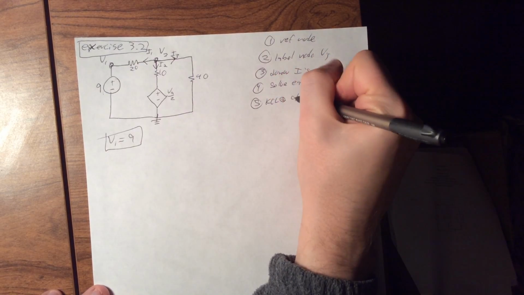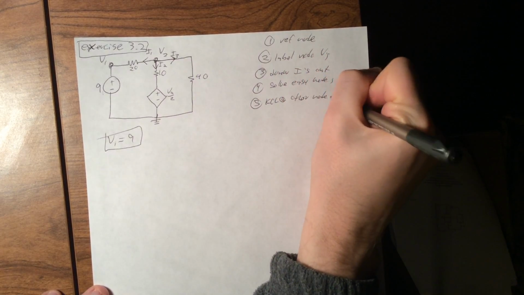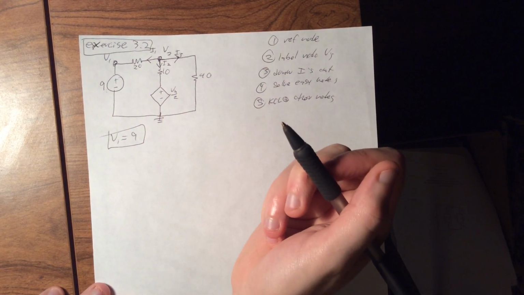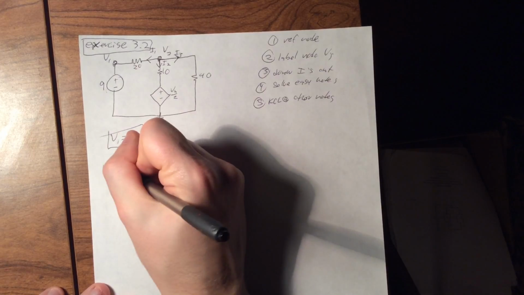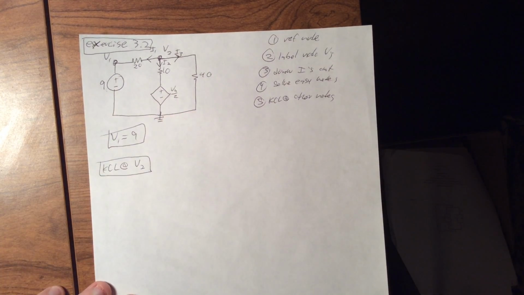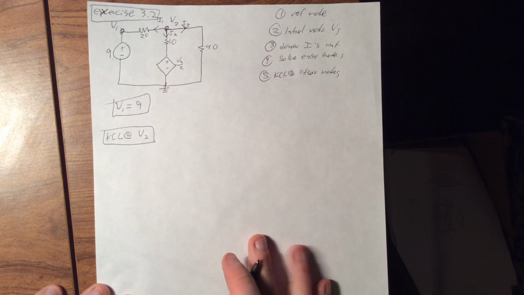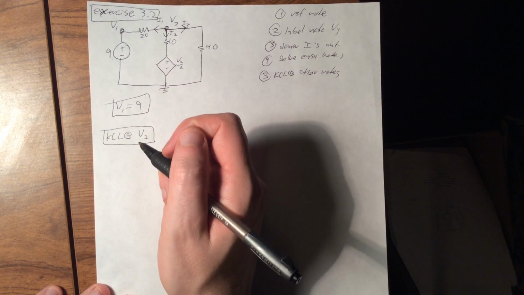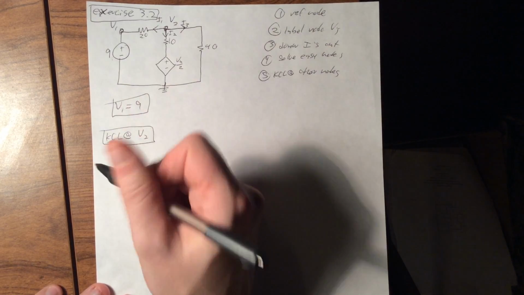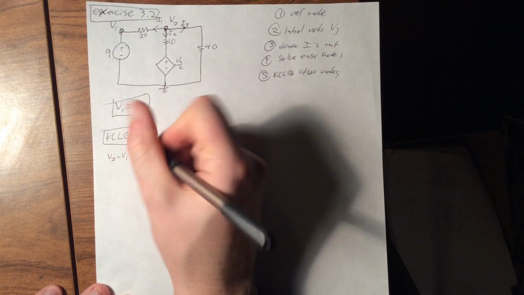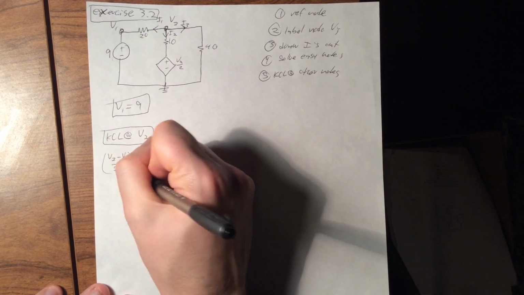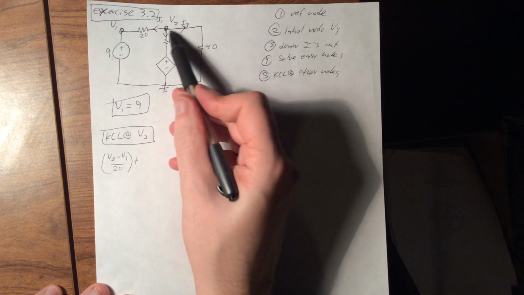KCL at other nodes. We've only got one other node on this one, so let's start. KCL at V2, that's what we're going to call it. And I'm going to try to push this up and not forget to not show you the bottom part of it. So what do we got here? We've got V2 minus V1 divided by 20, plus our I2.